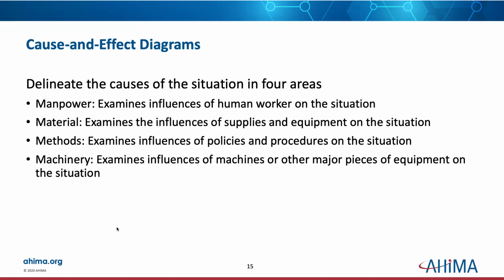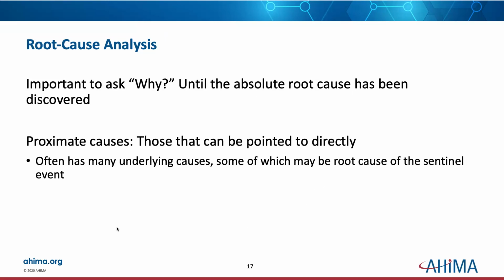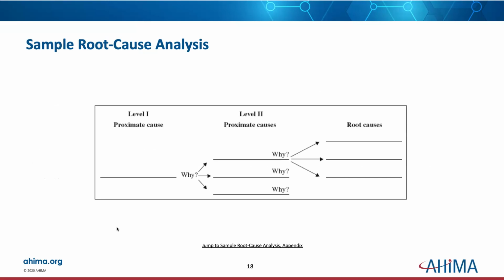So you've got cause and effect, or the fishbone, where you're looking at manpower, material, methods, and machinery. And this is what it looks like, just like the one in your book on page 211. And then RCA, it's why. Keep going back, why, why, why, why, why. And this is a visual for that, page 212.